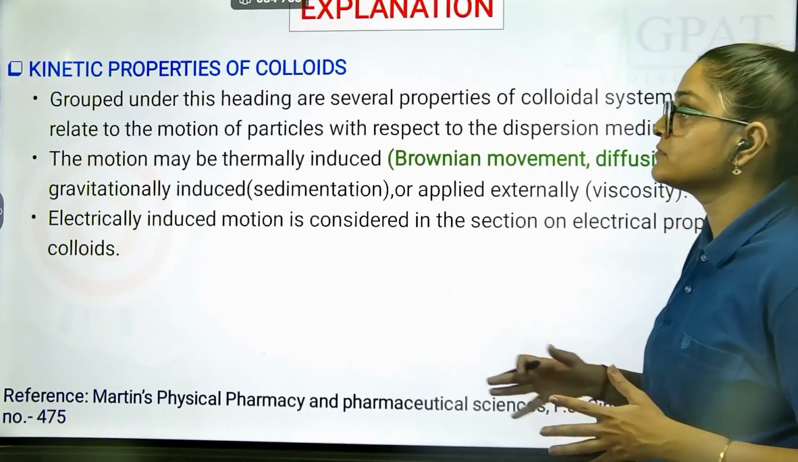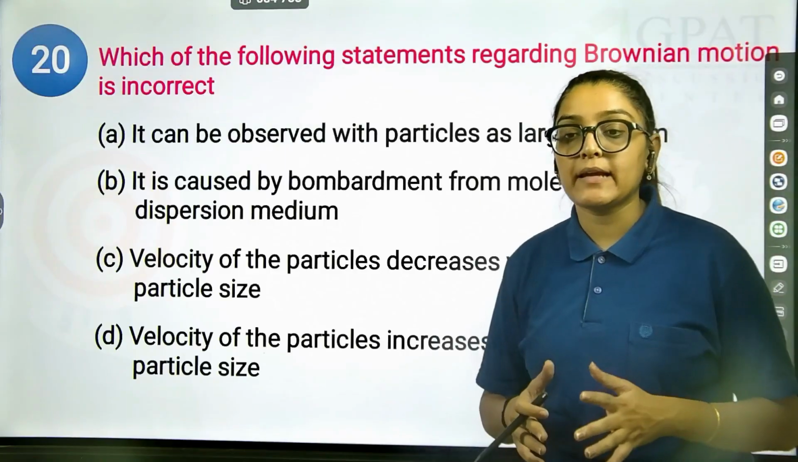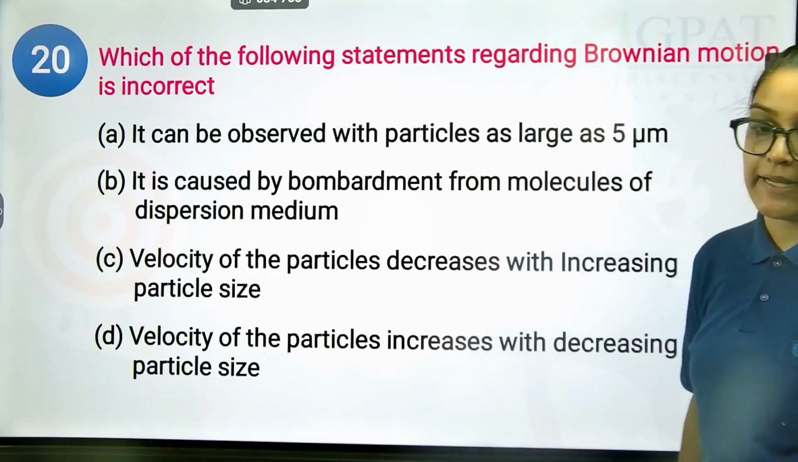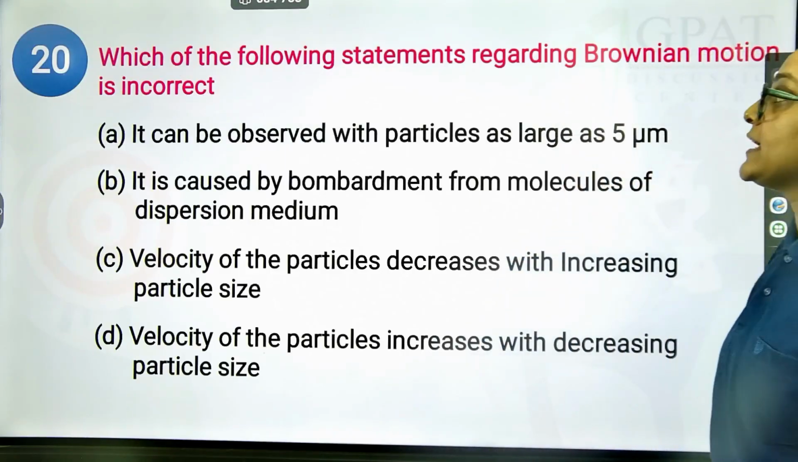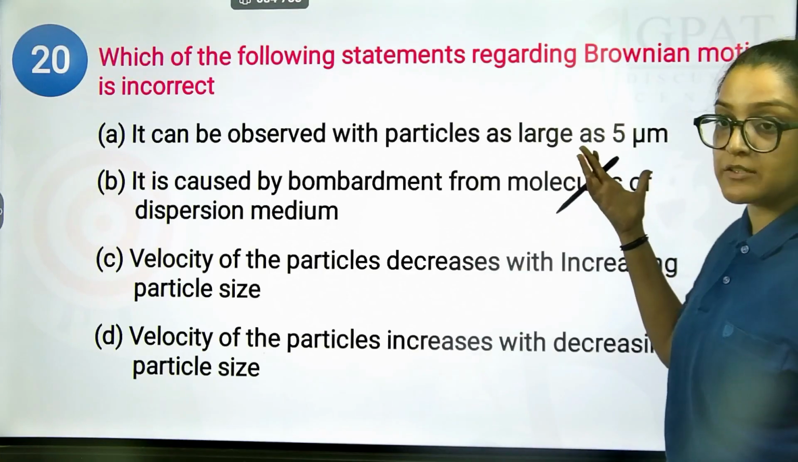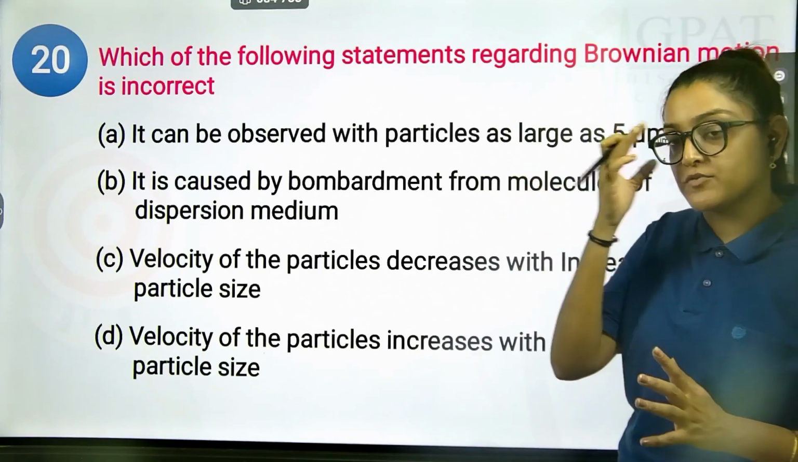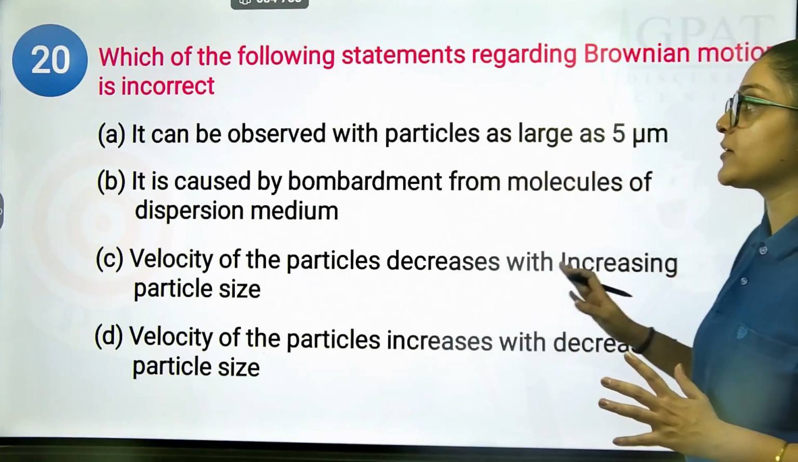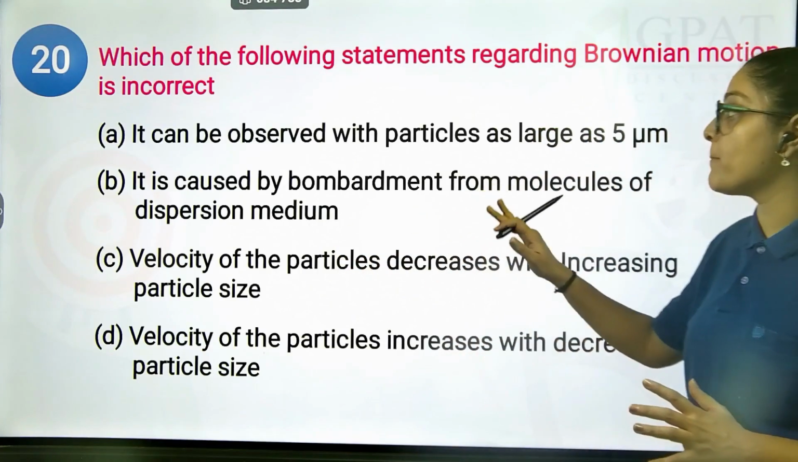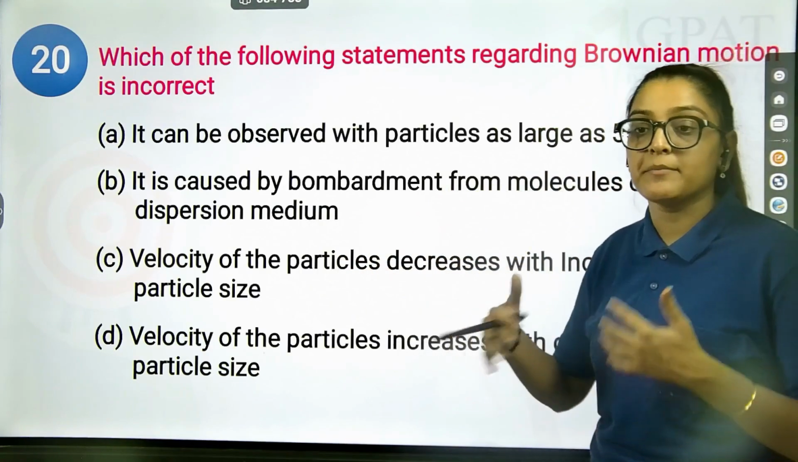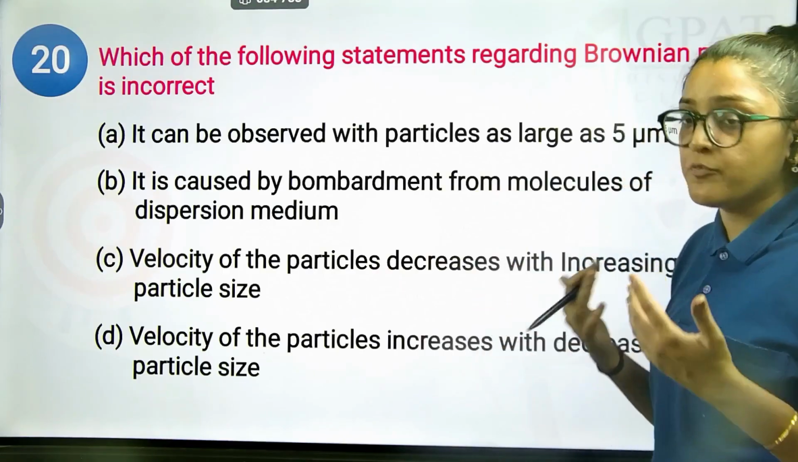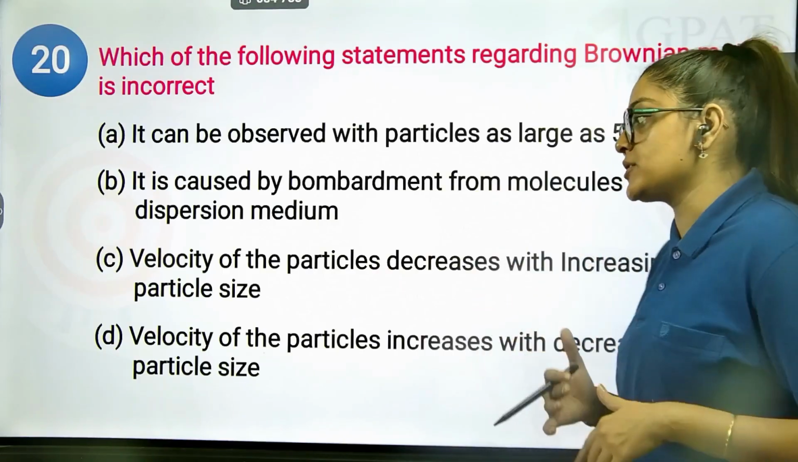Okay. Next, which of the following regarding the Brownian motion is incorrect? Right. So we have, it can be observed with particles as large as 5 micrometer. It is clear. Brownian motion, which is the zigzag motion of the particle, is visible till the 5 micrometer also. It is caused by bombardment from the molecules of the dispersion medium. Yes, it is somewhat the movement of the particle within the dispersion medium.